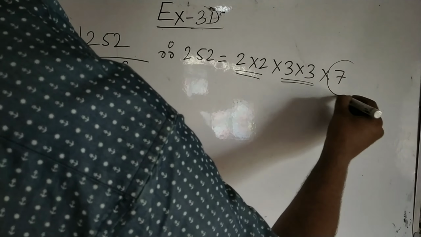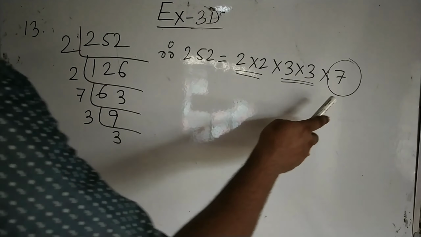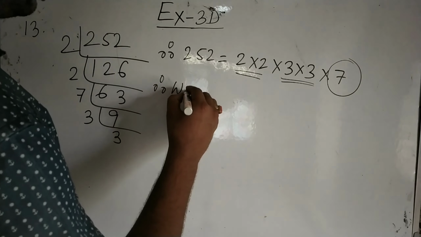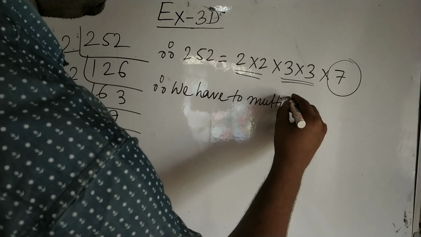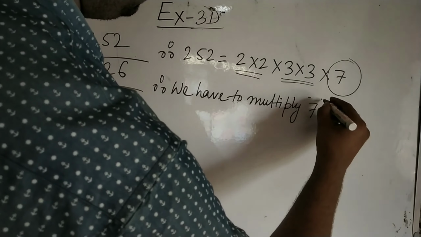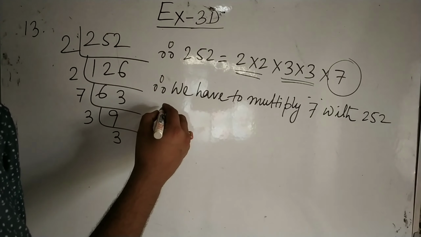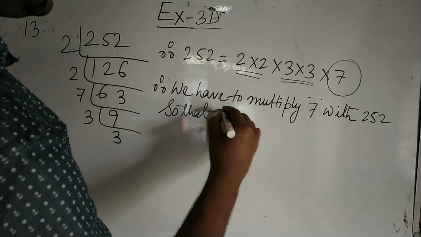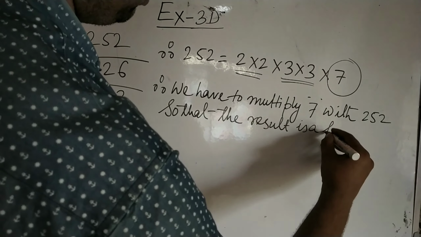Okay? So what we have to observe? We have to observe which one is in an odd number of times, that is, which one is single. Here it is 7. Therefore write down: therefore we have to multiply 7 with 252 so that the result is a perfect square.